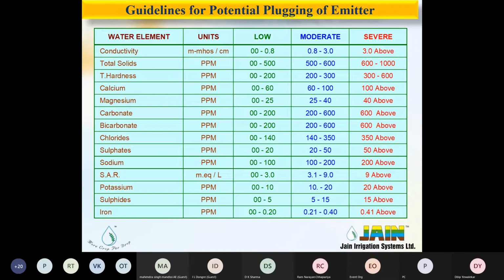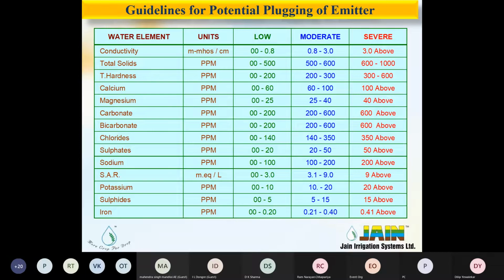Now, this is a guideline for water quality test parameters. There are different parameters: conductivity, total solids, hardness, calcium. Then what is the significance? For example, if the total solids is up to 500 ppm, the plugging of the dripper will not be there. Chances are less.